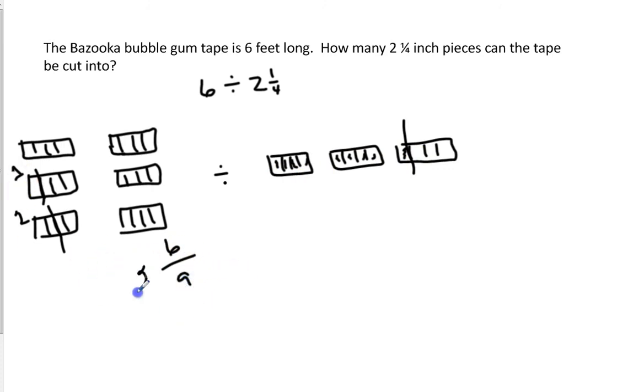So I have 2 and 6 9ths. I know that 6 9ths can be simplified because they have a common factor of 3. So I'm going to divide by 3, top and bottom, to make it equal. 6 divided by 3 is 2. 9 divided by 3 is 3. So my final answer is, how many 2 1/4 inch pieces can the tape be cut into? It can be cut into 2 2/3 pieces.